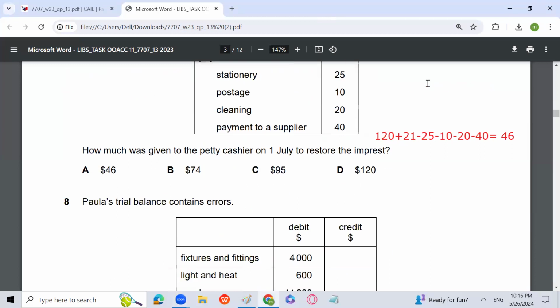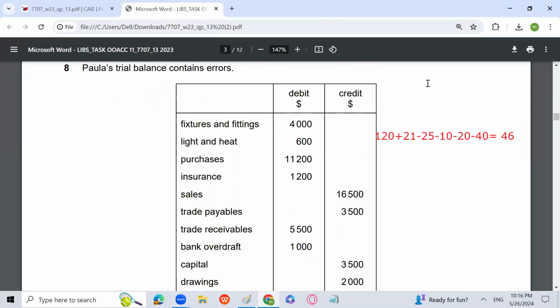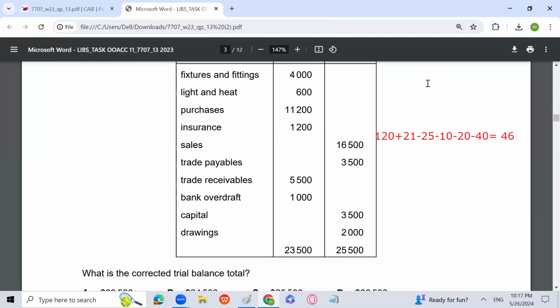120 was already there. Paula's trial balance contained errors. Fixture and fitting debit is right, light and heat debit is right, purchases debit right, insurance debit right, sales credit right, trade payable credit right, trade receivable debit right, bank overdraft debit wrong. Bank overdraft needs to be written on the credit side. Capital credit right, drawings needs to be written on the debit side. So 2,000 is going to be debited and 1,000 is going to be credited.